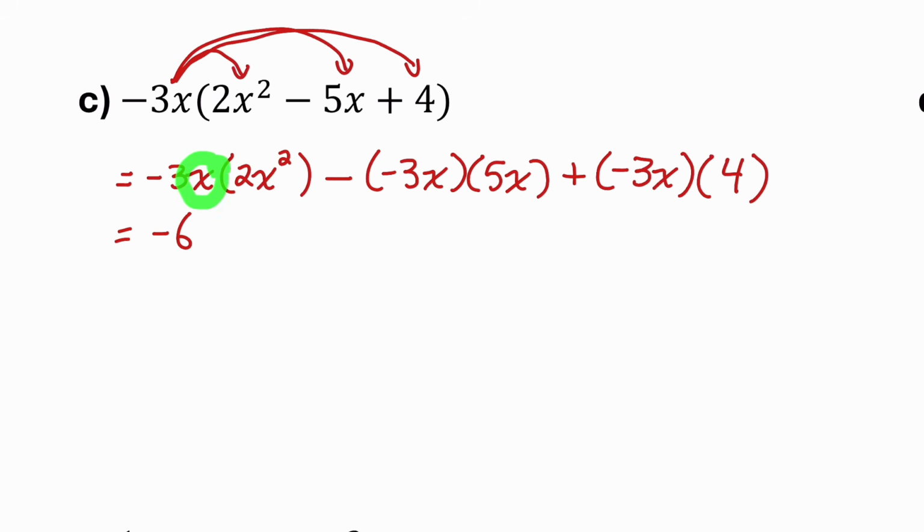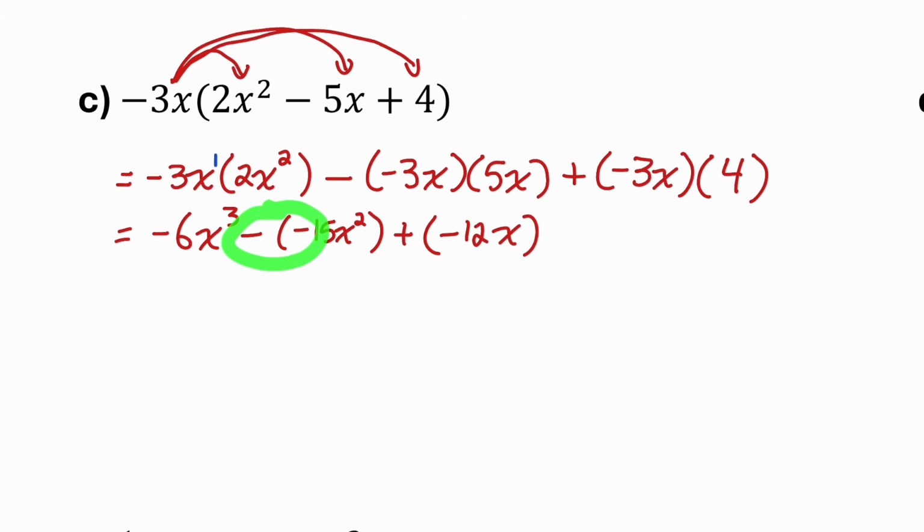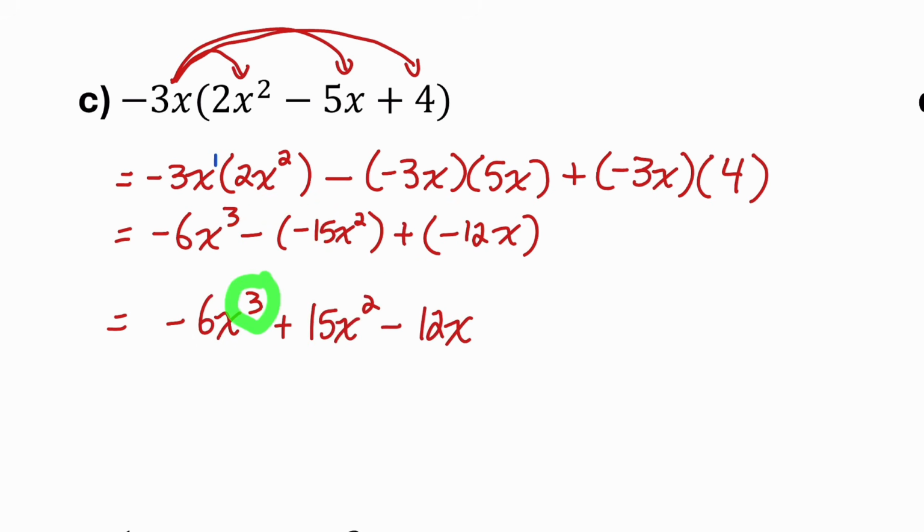And then multiplying the variable factors, x times x squared, because they have the same base, I keep that base of x, and add their exponents of 1 and 2, making it x to the power of 3. Minus negative 3x times 5x will be negative 15x squared, plus negative 3x times 4 is negative 12x. And then just simplify subtracting a negative to addition and adding a negative to subtraction. Because the exponents on the variable parts of these terms are all different, these are not like terms, so I can't simplify this any further.